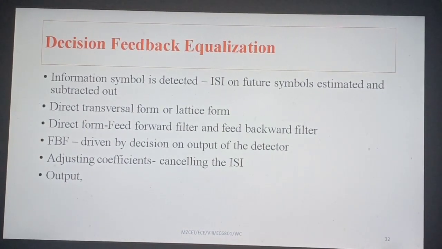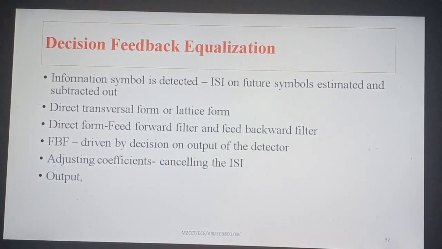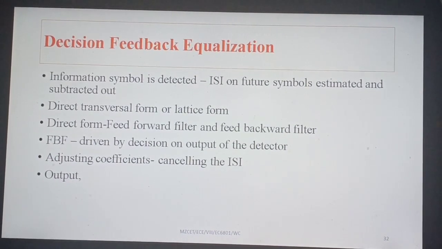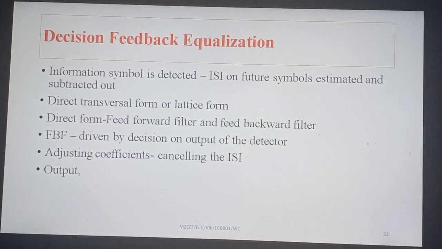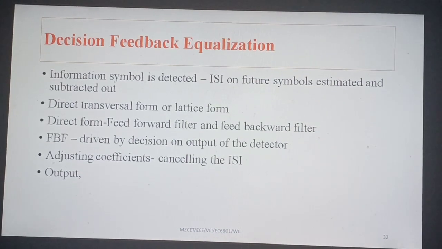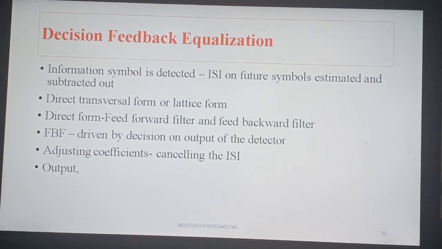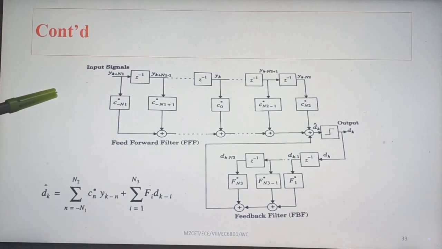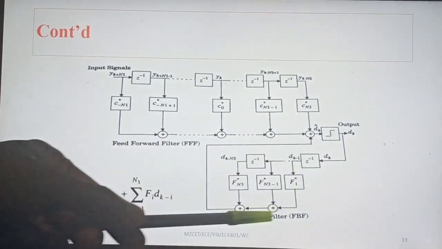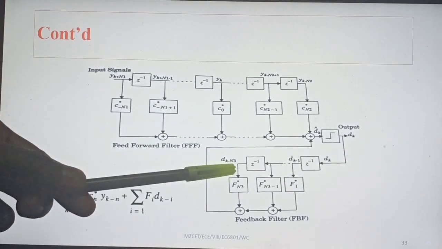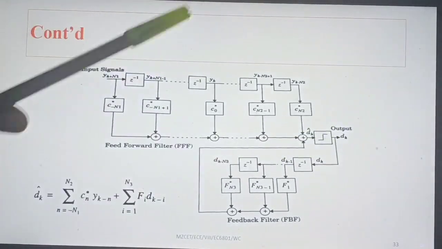In this technique, once the information symbol is detected, the inter-symbol interference on future symbols is estimated and subtracted out before the subsequent symbols are detected. The decision feedback equalizers can be realized either in direct transversal form or lattice form. This is the structure of the direct transversal form. This structure has a feed-forward filter and a feedback filter. This feedback filter is driven by the output of the decision maker, which is also known as the detector.